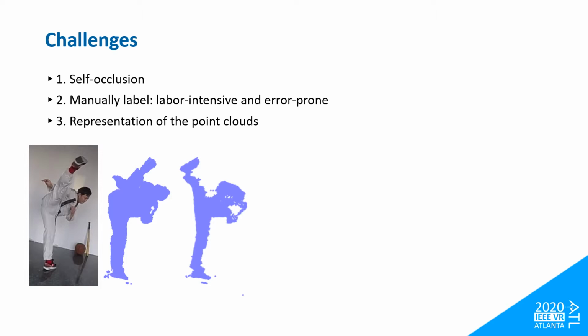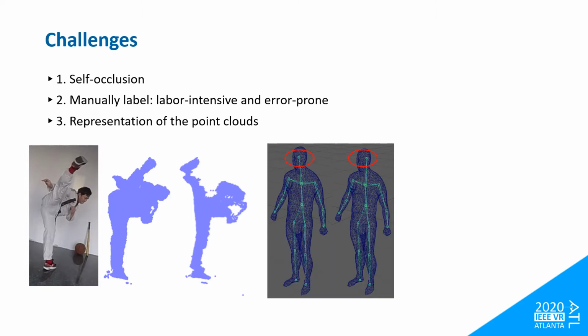The second problem is a data collection problem. It is a labor-intensive and error-prone process to manually label 3D human joints from input depths or point clouds, due to the self-occlusion between the body parts as well as tedious annotation on 3D point clouds.